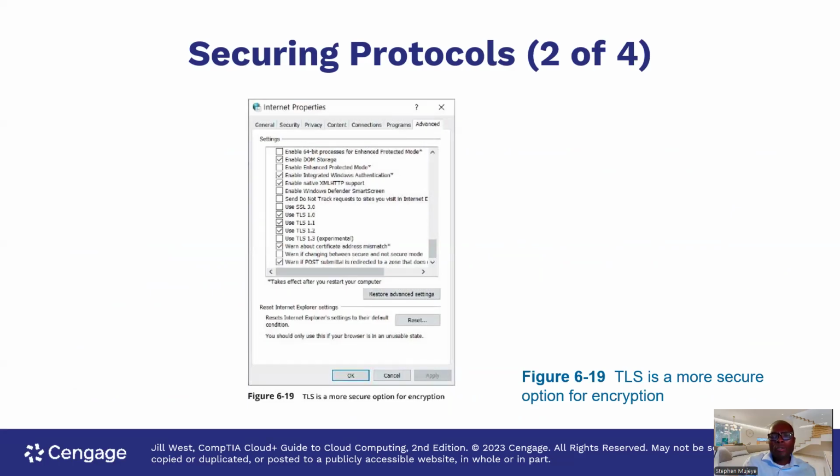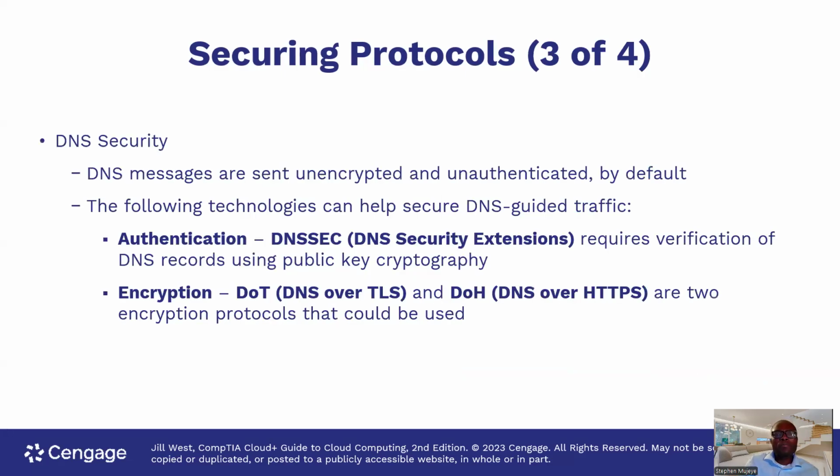That's a more secure option for encryption. Then there is DNS security. DNS messages are sent unencrypted. DNS is not just unencrypted, but unauthenticated by default, because this is a UDP-based protocol. UDP does not have the handshake that takes place with TCP.